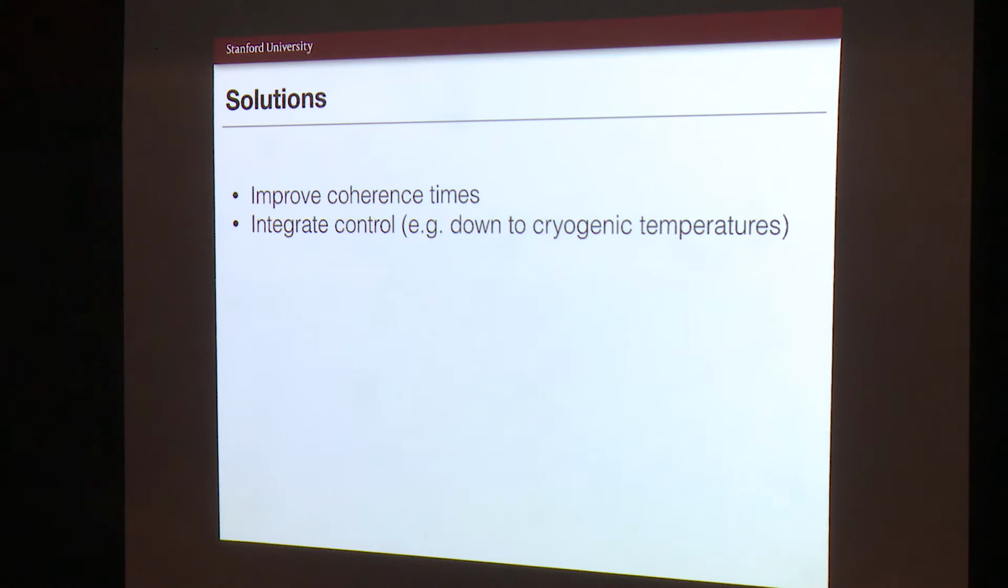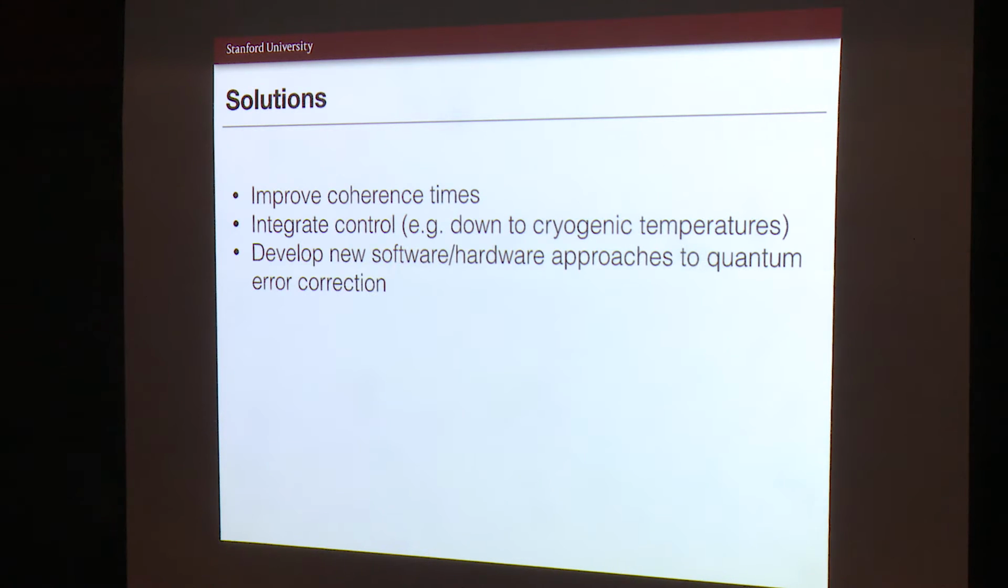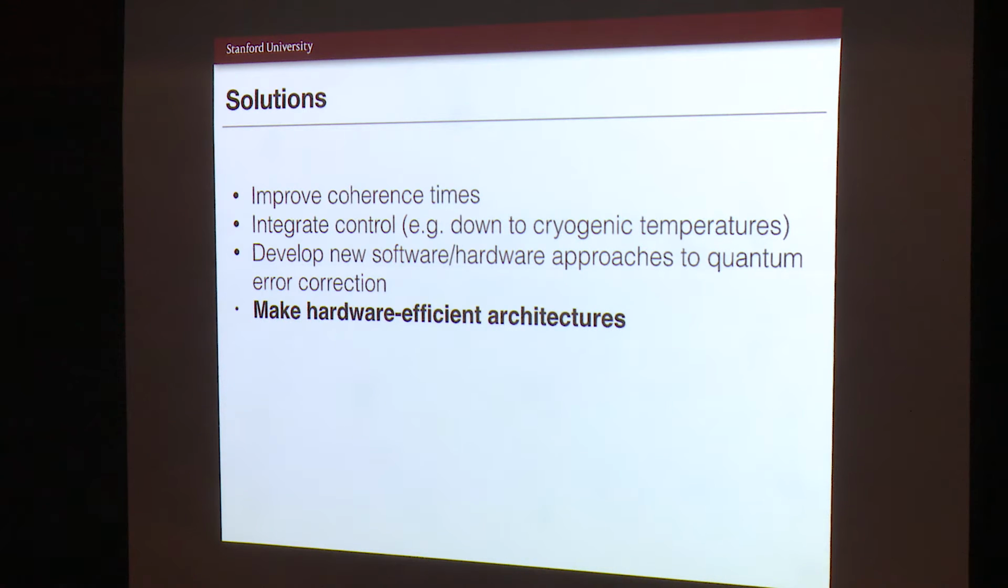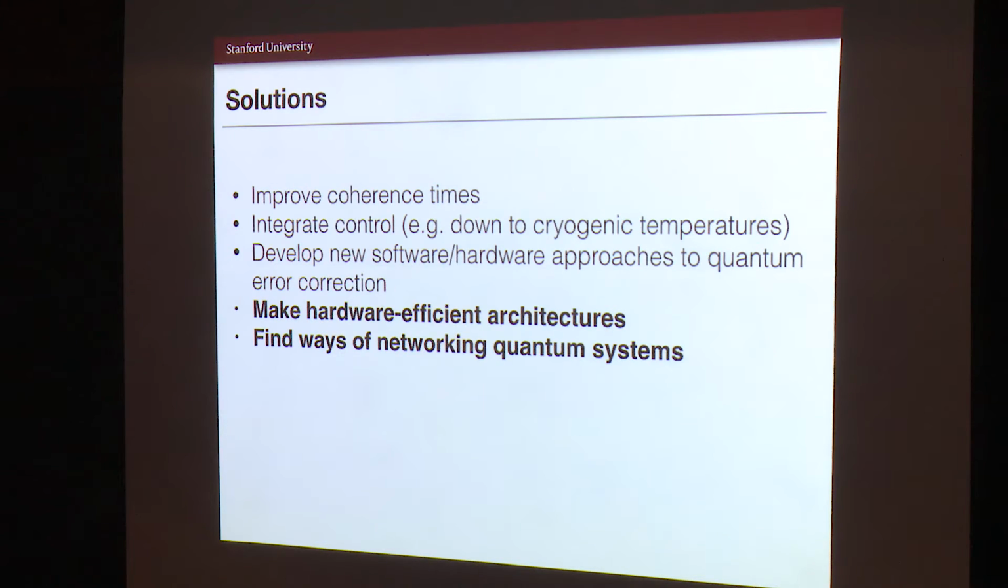There's ideas on how to integrate the control down at the fridge, so that way you don't need to have a lot of cables going down. There's sort of hardware approaches to quantum error correction that are really interesting that people have been thinking about. One approach that I find really exciting is trying to make hardware efficient architecture, so control a larger Hilbert space using fewer control lines. And finally, finding ways of networking these systems is important, not just for quantum computing, but also if you want to use these quantum computers to do interesting sensing or networking applications.